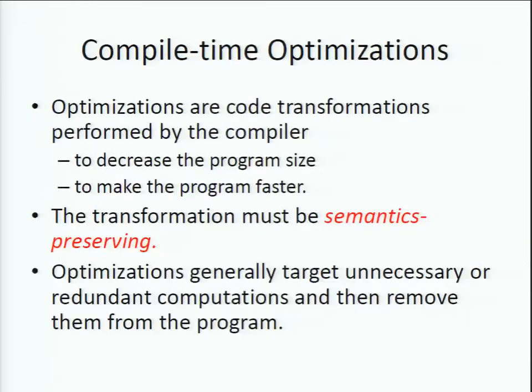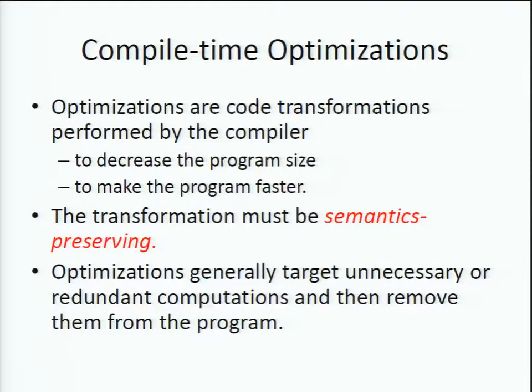Okay. Now besides transforming the program from source language to machine language, a compiler also does something else. It also performs optimizations. So what are these optimizations? Optimizations are code transformations which are performed by the compiler to decrease the program size and to make the program run faster. Okay.